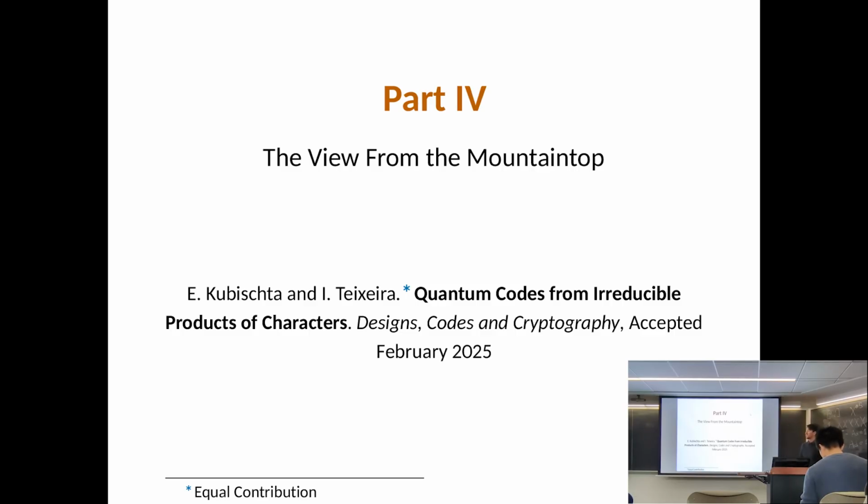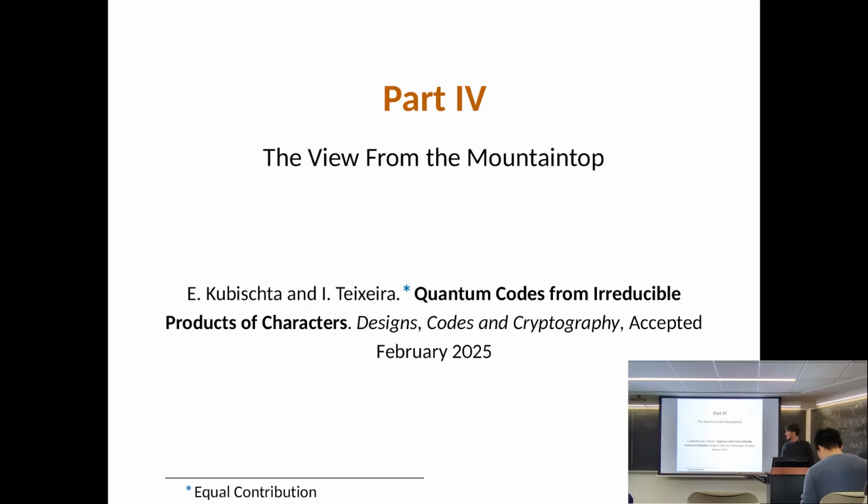And so now we're going to take a look and see what generalizations we can do, see what we've created here, see how far we've come. And this is really what we do in this paper Eric and I wrote, quantum codes for irreducible products of characters. We do a bunch more examples, and they are all t equals 1, so distance 2 codes, unlike the icosahedral group, which was d equals 3.